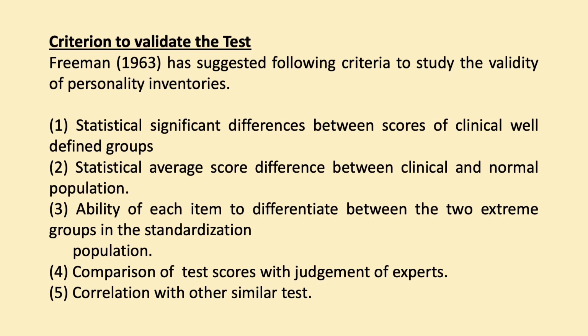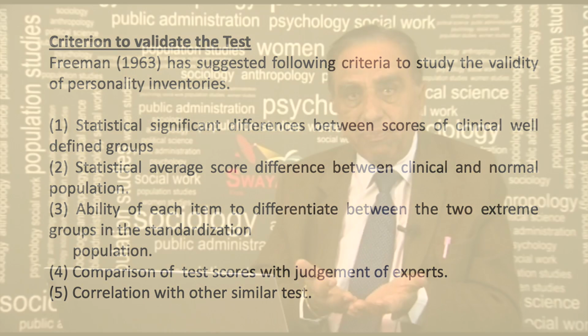Freeman, 1963, has suggested the following criteria to study the validity of personality inventories. For example, first, statistical differences between scores of clinically well-defined groups. Now see, you have made a test for diagnosis. You have clinically well-defined groups, you know, psychoneurosis, psychosis. For psychoneurosis, I have made a test in which anxiety, phobia, depression, hysteria will be measured. I have made another test in which schizophrenia, paranoia and manic depressive psychosis will be measured.